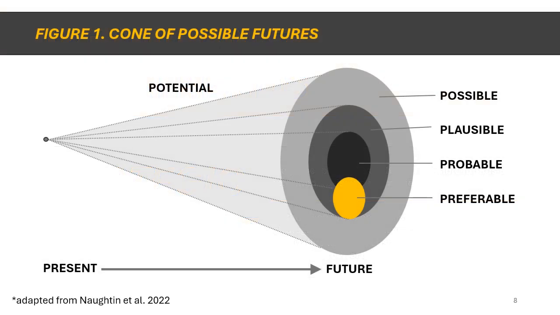It's helpful to visualize strategic foresight through the cone of possible futures. As you can see down here, this is where we are in the present. And as things unfold, there are multiple ways that the future might actually eventuate. Here we have the probable, the plausible, the possible, and here we might have the preferable, where we want to aim for.